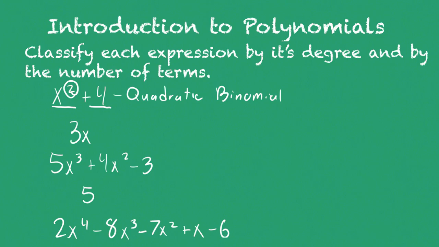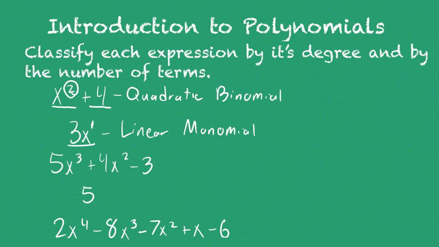For our second example, we have 3x. And we notice that the exponent is not being shown with our variable, so we can put a 1 there. And we can call that then linear. Since we only have one term, we know this is a monomial. So altogether, linear monomial.